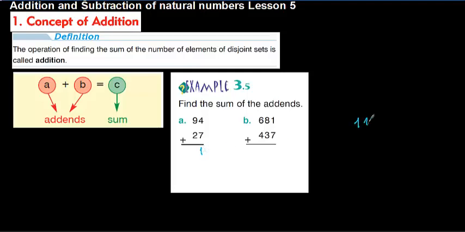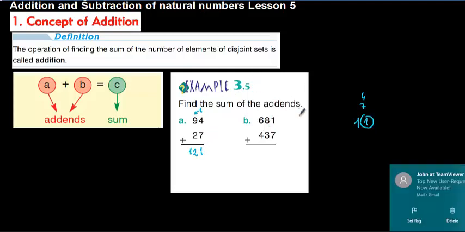We are writing the 1. 4 plus 7 is equal to 11, and we write only the last digit of this number, and the other 1 is going to be added to the next part, the tens digits. 1 plus 9 is equal to 10, plus 2 is equal to 12, and this is the last part. That's why we can write 12 directly here. 121 is the sum of the two addends.